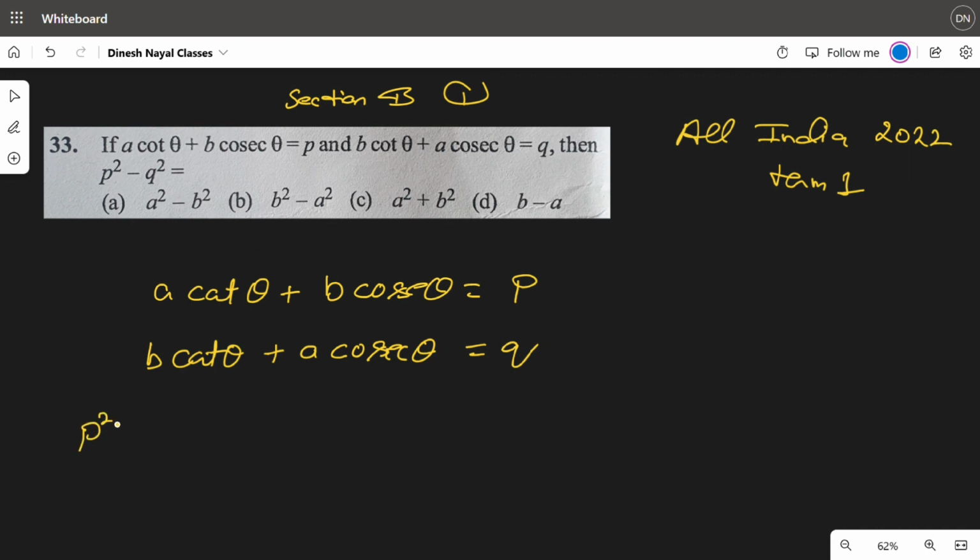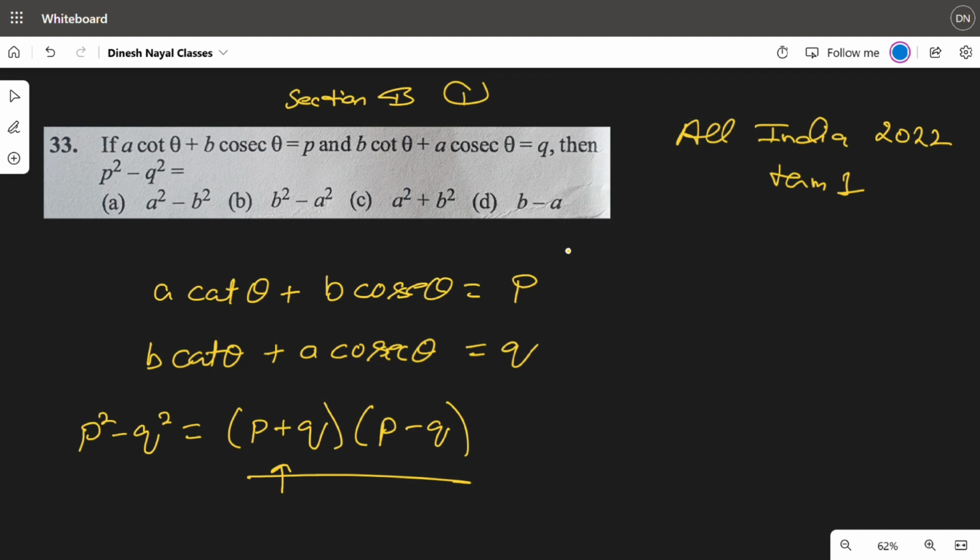Okay, now they are asking what is p square minus q square. See, actually, we have done the identity: a square minus b square is a plus b into a minus b. So p square minus q square will be p plus q and p minus q. Okay, so now we find p plus q first. So I'm writing it over here: p plus q.